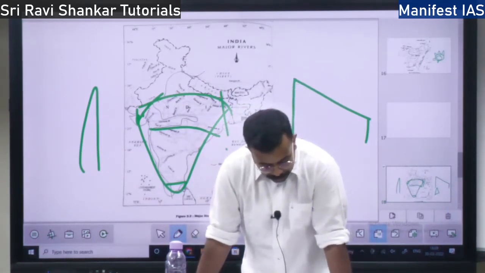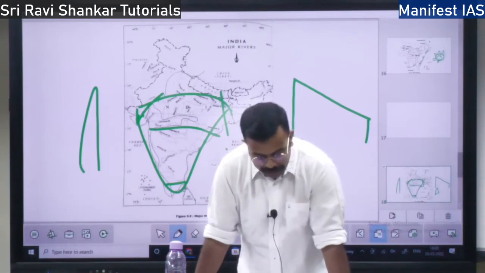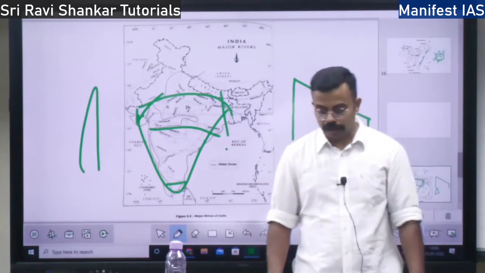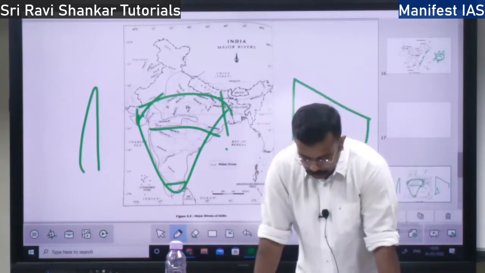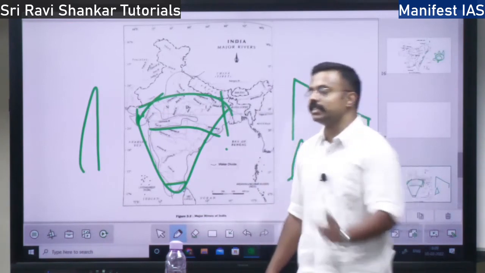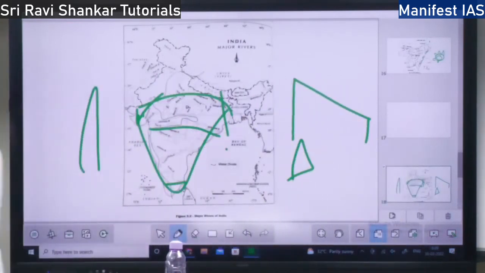So, next, in the northwest region, you will find ravines, the Chambal ravines. Ravines you will find in the Chambal, Bhind and Morena region. What are ravines? They are also a form of topography. I'll show you how a ravine looks.